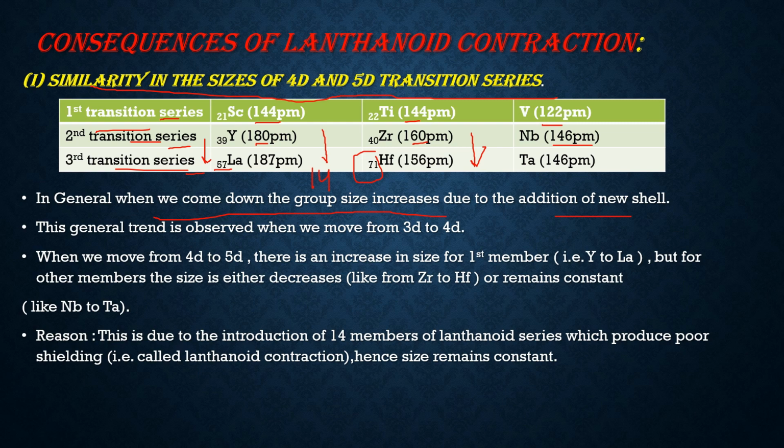Then this general trend is observed when we come from 3D to 4D. You can see in all the members the size increases. But when we move from 4D to 5D, there is an increase in size for the first member, yttrium 180 to lanthanum 187. But for other members, the size either decreases, that is from zirconium to hafnium it comes down from 160 to 156 picometer, or it remains constant, like niobium 146, tantalum also 146. Now the reason, again, is the poor shielding effect. So this is the consequence that the D block elements have similar size in the 4D and 5D series.